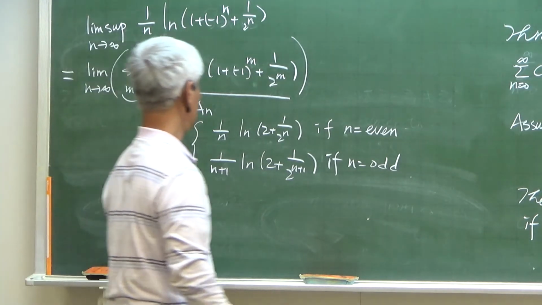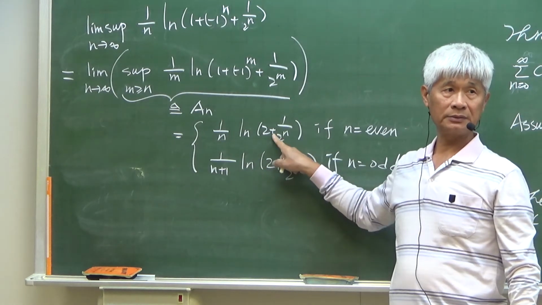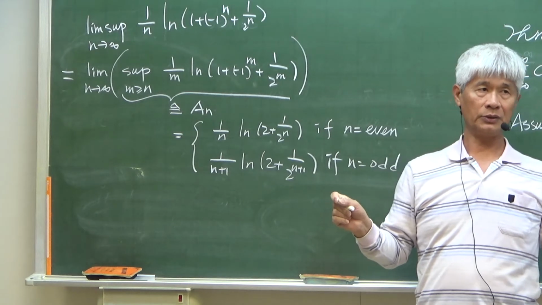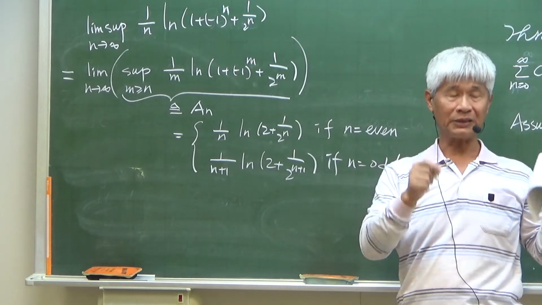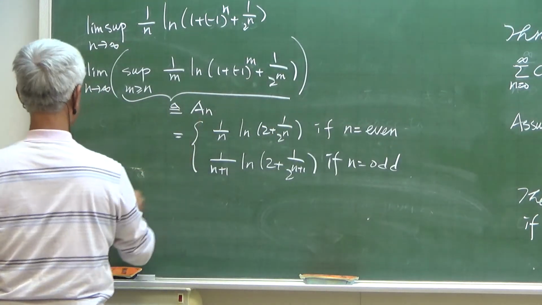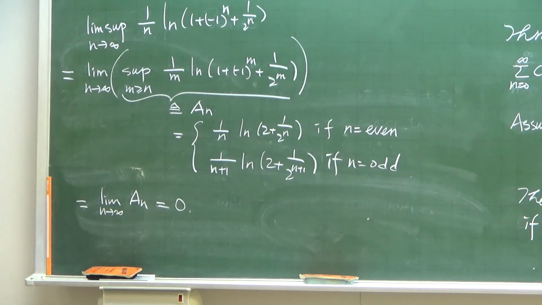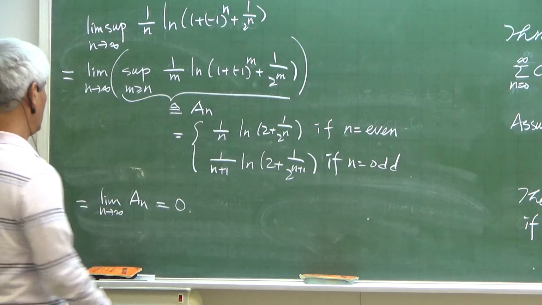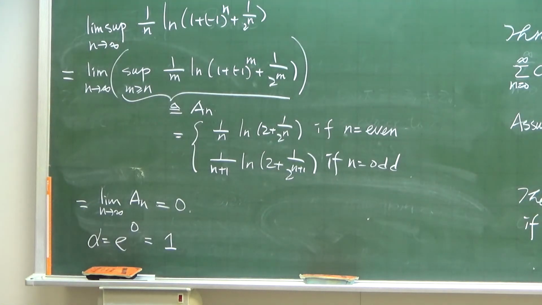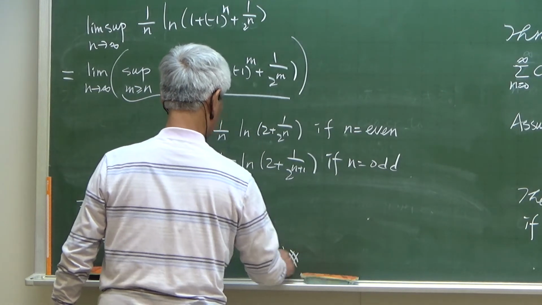But anyway, as n goes to infinity, this goes to 0, but this one goes to what? Log 2. So this has a limit, and this also has a limit. So you have 2 sequences, each with a limit, and the limit of the product is the product of the limits of each sequence. So this goes to 0, this goes to 2. So the limit of an is equal to 0. And alpha is the exponential of 0, so it is equal to 1. And so the ROC is equal to 1.